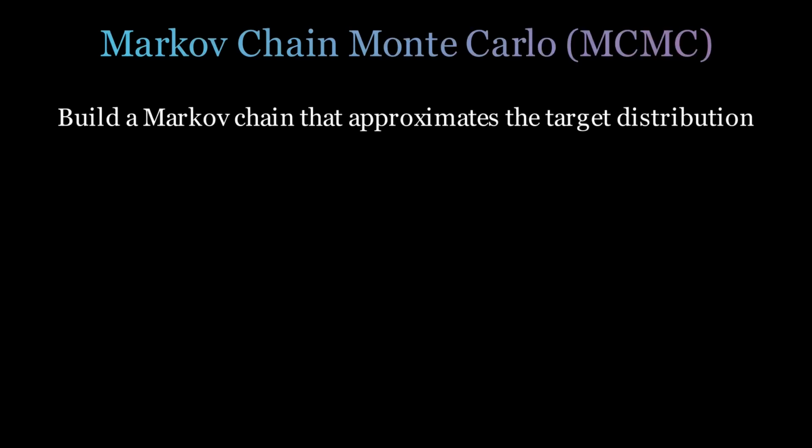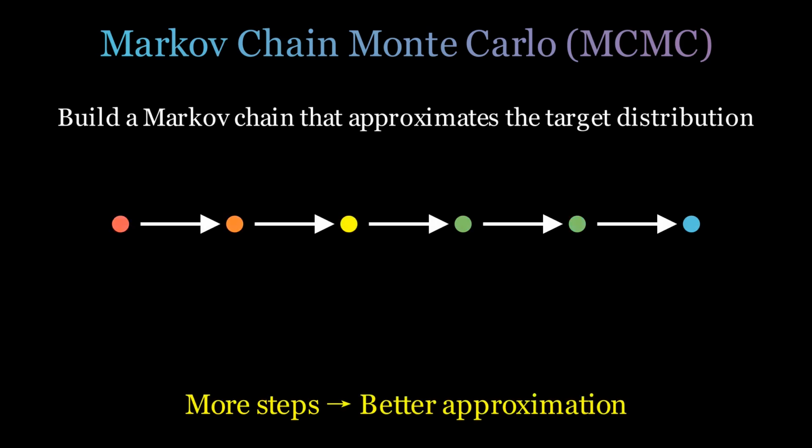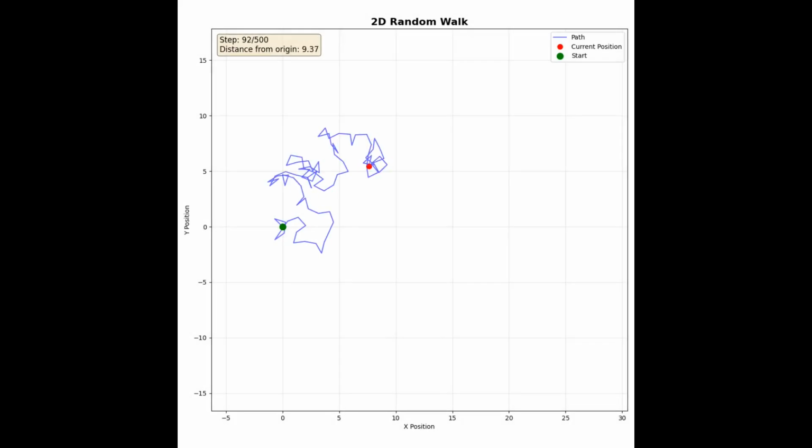Markov chain Monte Carlo is a class of algorithms that does something remarkable. Given a target probability distribution that we don't know, MCMC allows us to construct a Markov chain that we can use to approximate this target distribution. The beauty of MCMC is in its simplicity. The more steps we take in our chain, the closer our samples get to the true distribution. It's like taking a random walk that gradually explores the landscape of probable images.